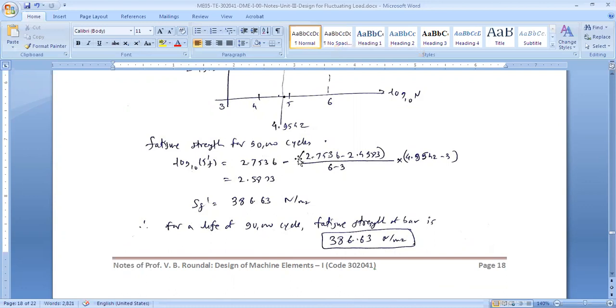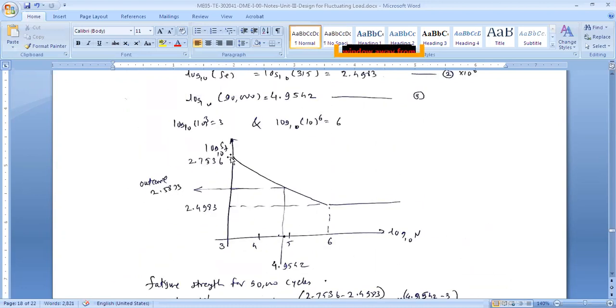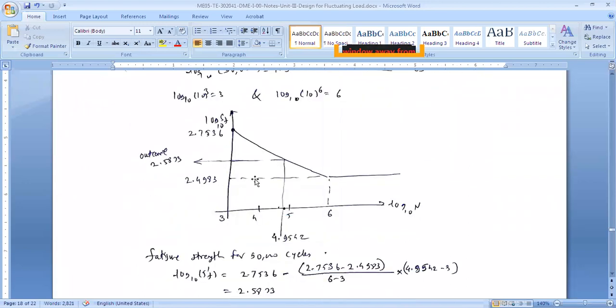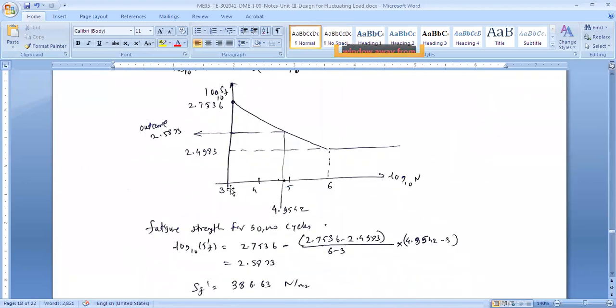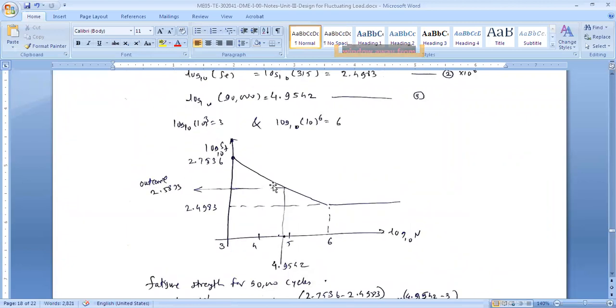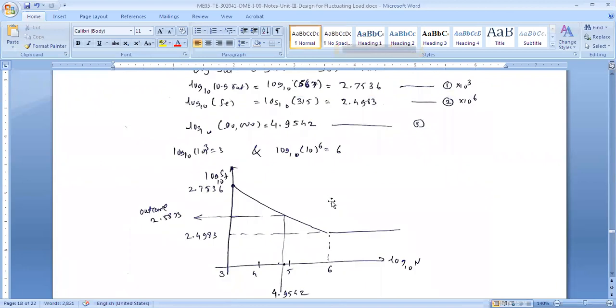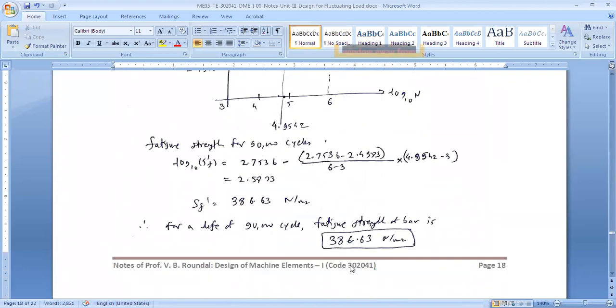So your particular element will survive a stress of 386.63 for 90,000 cycles. If the stress is below this, it will survive for more number of cycles. If the stress is above this, it will survive for fewer cycles. That means here, if the stress is 2.75, what is 2.75? It is 567. So if the stress is 567, it will survive for 1000 cycles. If the stress is 315, it will survive for 10 lakh, that is infinite life. So the more the stress, the fewer the cycles.